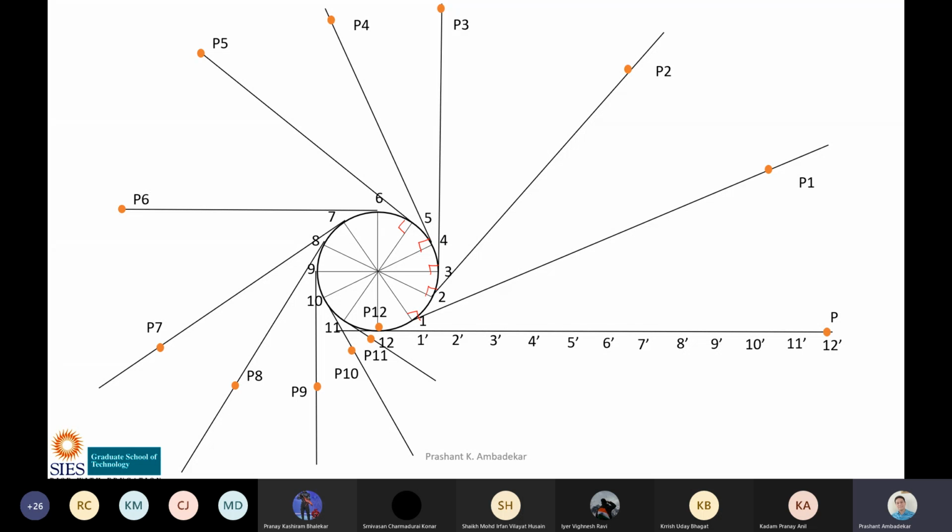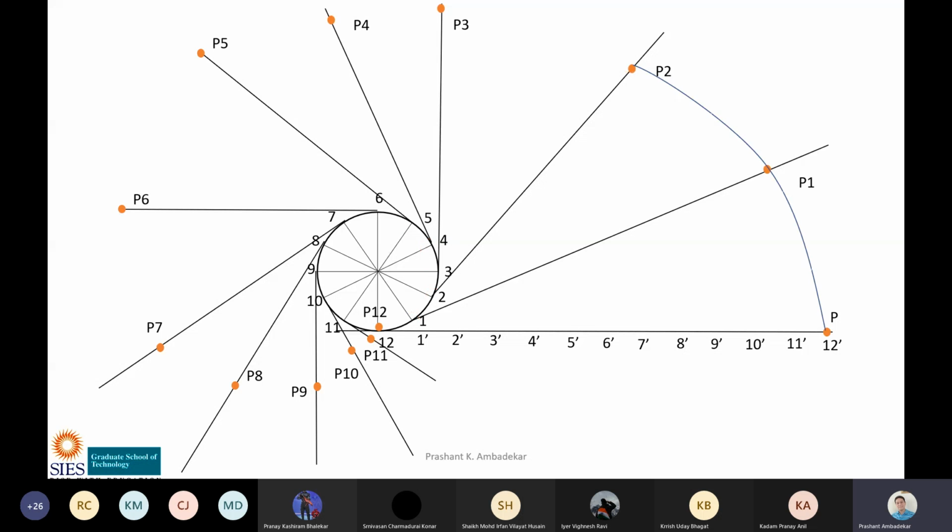Again, remember one thing: in the cycloid, the point P was on the circumference of the circle, whereas in the involute, the point P is at the end of the line. So you will get all these points, and then you join the points and you will get a curve like this. Now, see how to join the points.